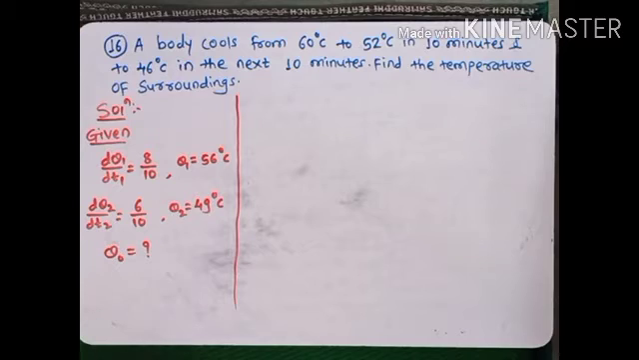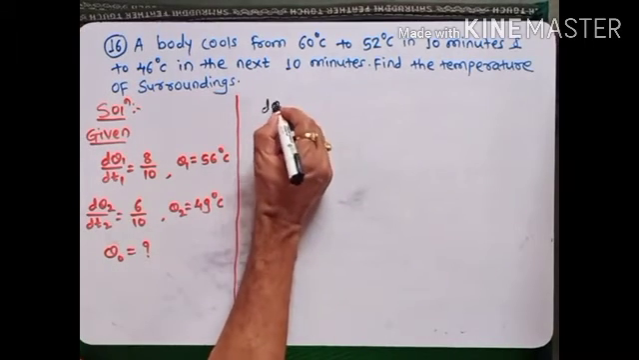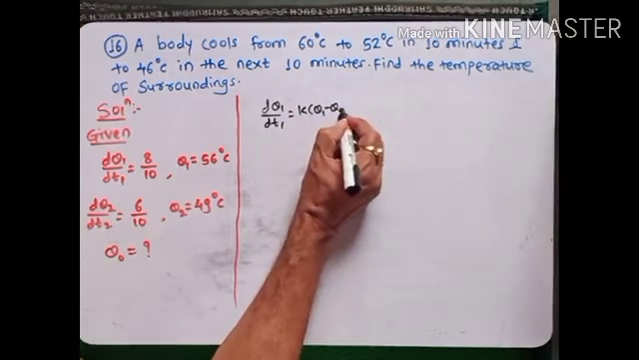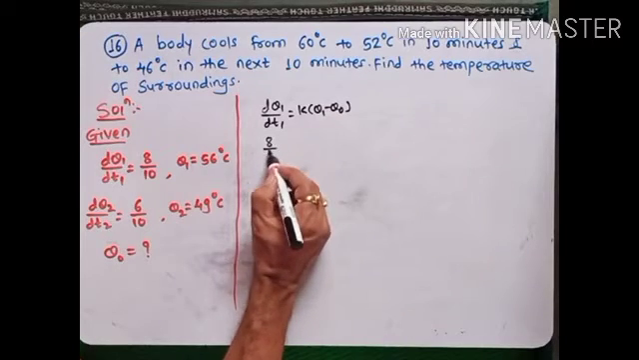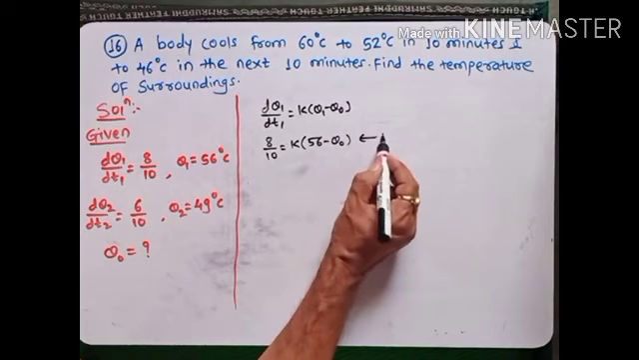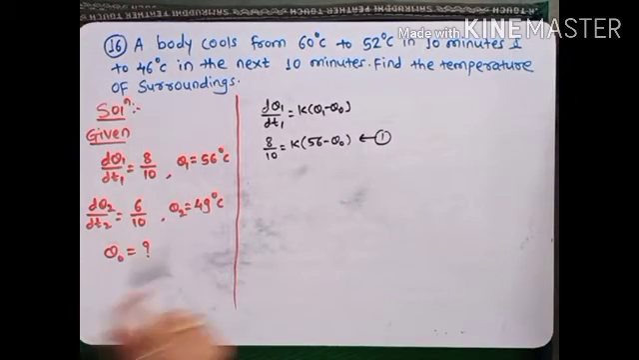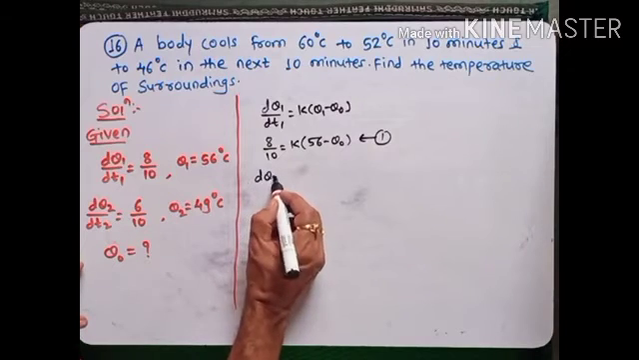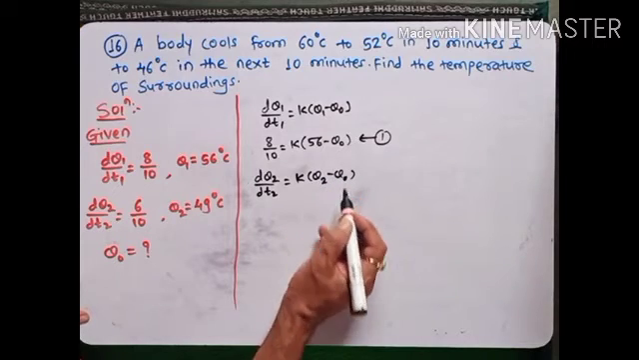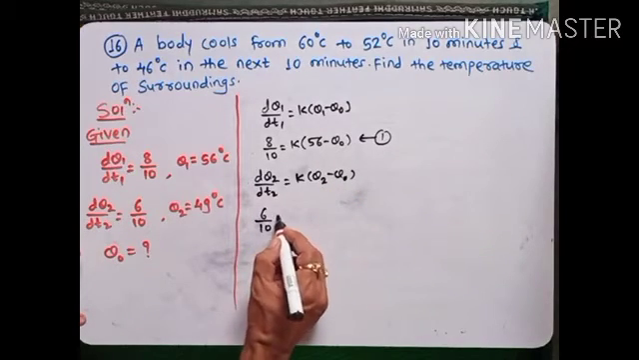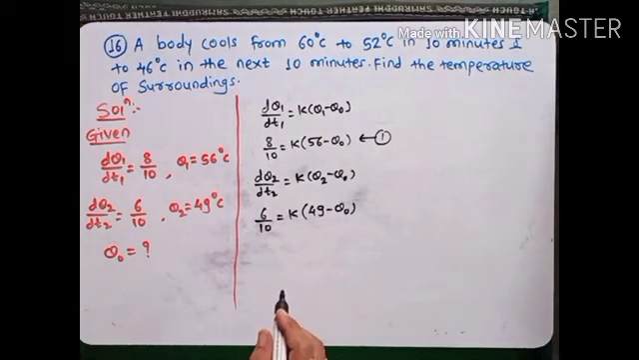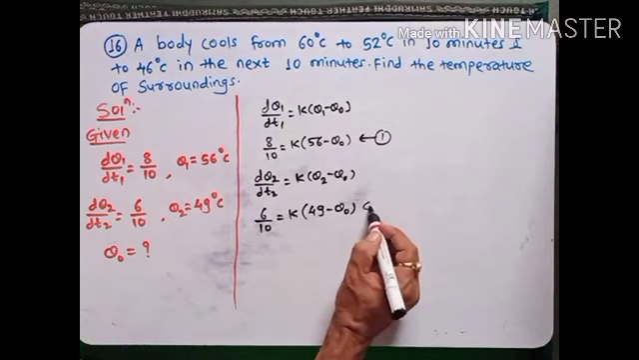Now we will solve. Suppose I will write here dθ1/dt1 equal to k into (θ1 minus θ0). I will write 8 upon 10 equal to k into (56 minus θ0). This is our first equation. Secondly, dθ2/dt2 equal to k into (θ2 minus θ0). This is 6 upon 10 equal to k into (49 minus θ0). Now this is equation number 2.